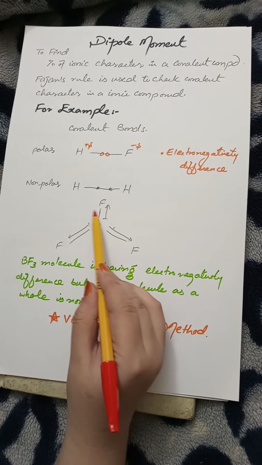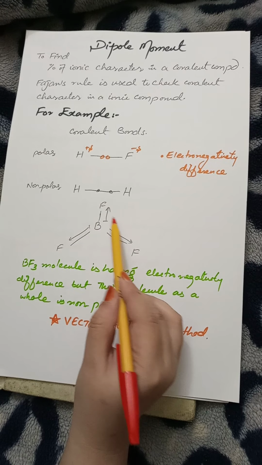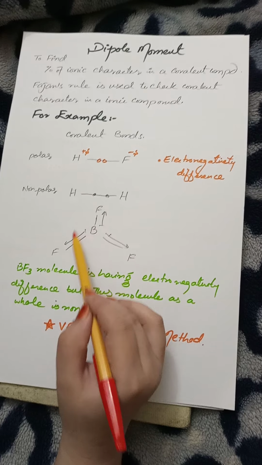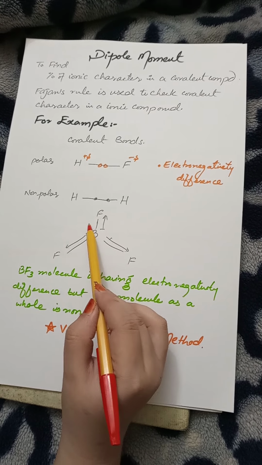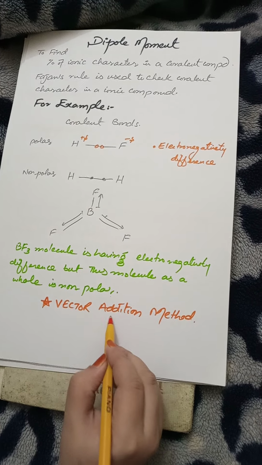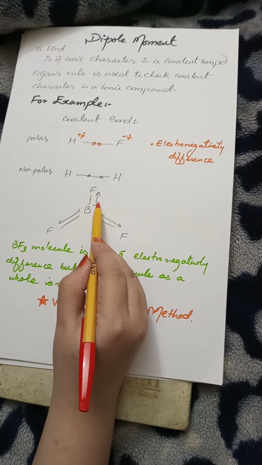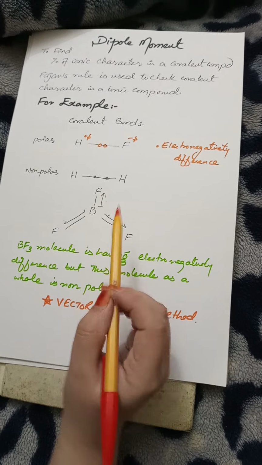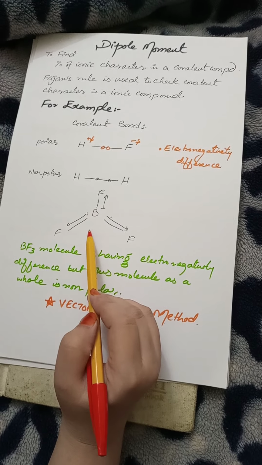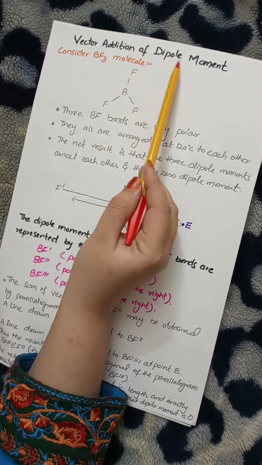Although we do have the electronegativity difference in this molecule, this molecule is considered to be non-polar in nature. The bond moments are polar in nature, but the molecule as a whole is non-polar. To answer this question, we will be discussing the vector addition method. Okay, why in some molecules the bond moments are polar in nature, but the molecule as a whole is considered non-polar. Now we will be discussing the vector addition of dipole moment.